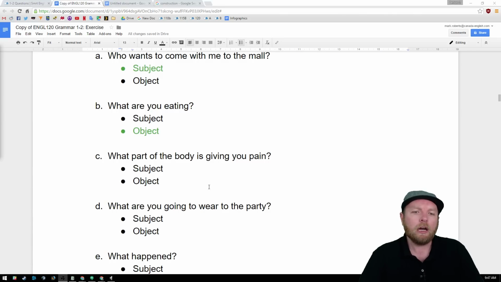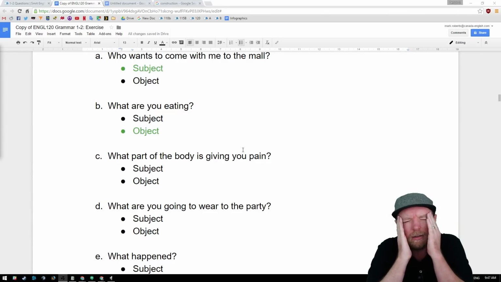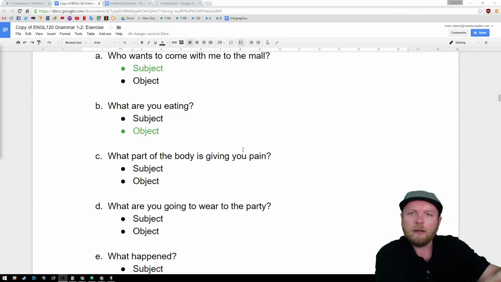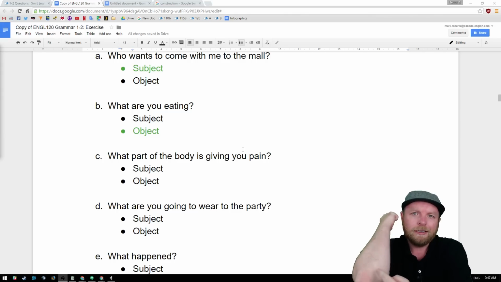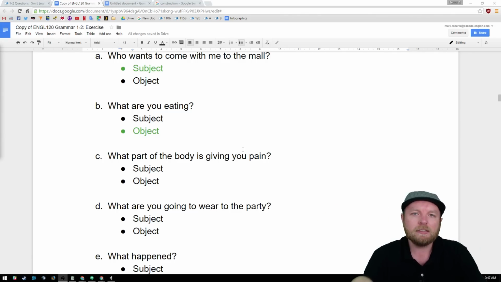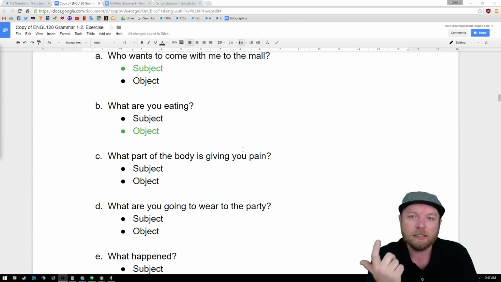C, what part of the body? Okay, now this is difficult. What part of the body? Okay, imagine the sentence. Your shoulder is giving you pain. Your elbow is giving you pain. Your knee is giving you pain. Your nose is giving you pain.